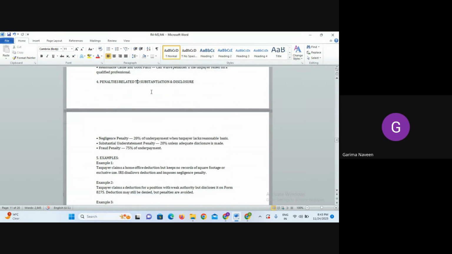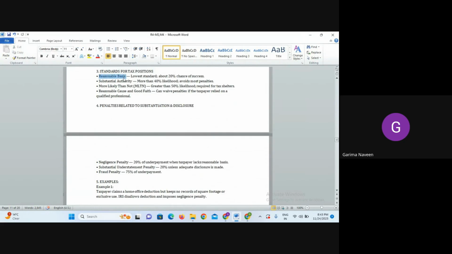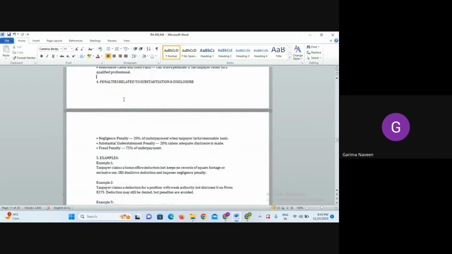Next is penalties related to substantiation and disclosure. We already discussed that if you have a reasonable basis or substantial authority, then in that case, to avoid the penalties, you do not have to disclose. But if there is a more likely than not standard, the disclosure is required.